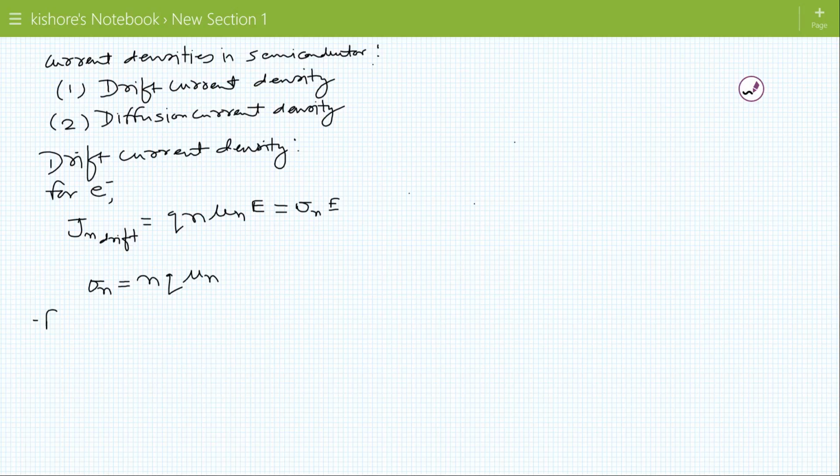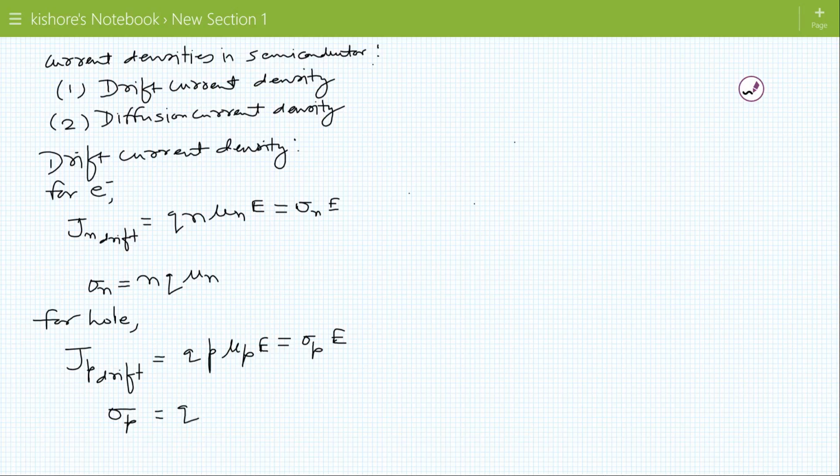Now for holes, drift current density Jp drift is q p mu p E, and that is equal to sigma p E. So conductivity of p-type semiconductor is q p mu p, where p is the concentration of holes, mu p is the mobility of holes.